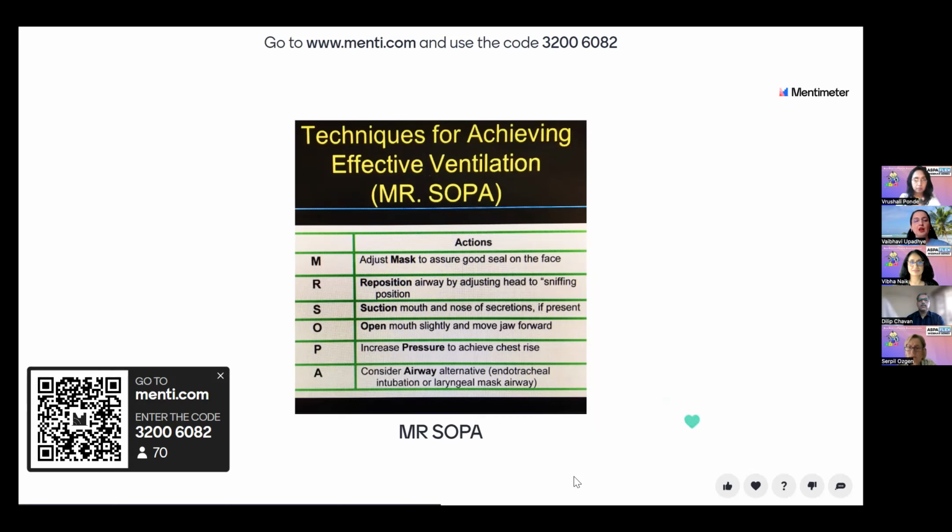But at the same time, our bag mask is effective, but to keep it effective, we need to know a mnemonic or a cognitive aid to optimize it, which says MR SOPA. M is for adjusting the mask well for a good seal, reposition the airway, suction the mouth and nose for secretions, open the mouth slightly by moving the jaw forward, use the pressure to achieve chest rise because it's day 0, there would be chances that the lungs are yet not recruited, and consider alternate airways such as intubation or LMA.